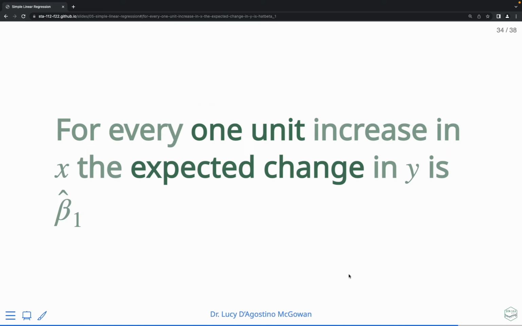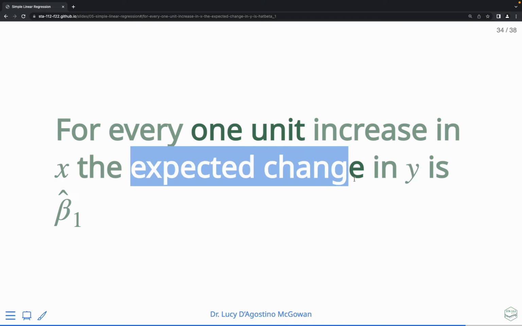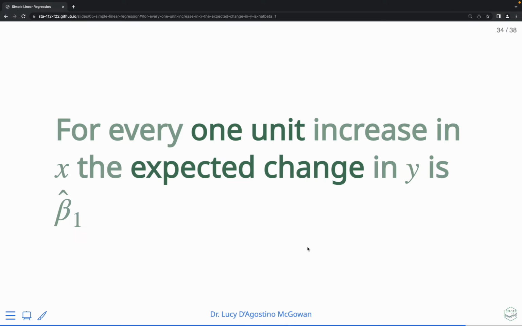So the general version of this that you can use for any of your simple linear regression models would be: for every 1 unit increase in x, the expected change in y is beta hat 1. So again, when you're doing this for an assignment, you'd want to make sure you're always updating what x and y are to be what they were in your question, as well as be sure to mention something like expected change or estimated change or average change to note that this is just an expectation and not true for every single point.